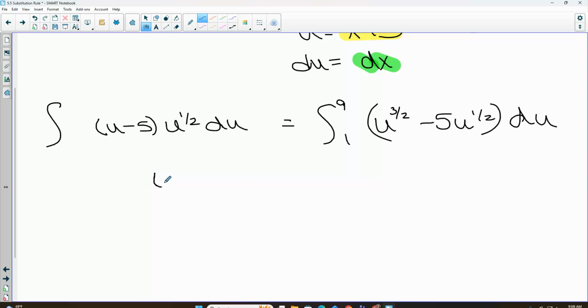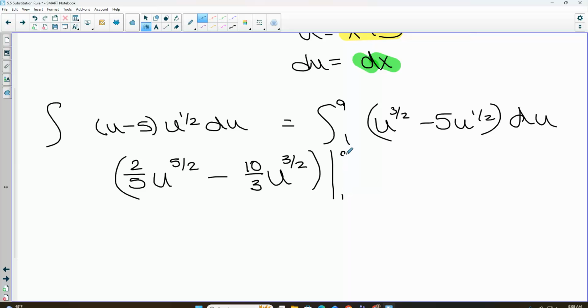So antiderivative, if I add 1 to my power, that's 5/2, so it would get a 2/5 in front. Add 1 to the power, that's 3/2, so it needs a 2/3 times my 5 would be 10/3. And then at this point, plug back in your x if you need to, or you can evaluate from 1 to 9. Put in a 9, square root of 9 is 3. 3 to the 5th.